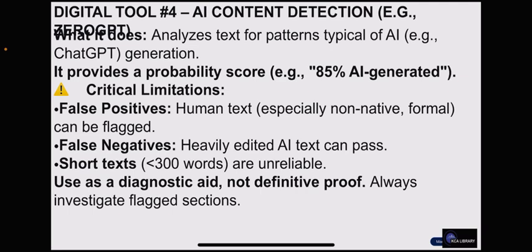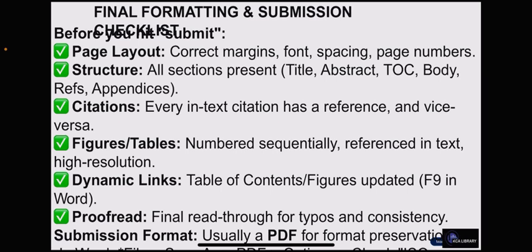The critical limitation is that it gives false positives and false negatives, especially on short text. Use it as a diagnostic aid, not definitive proof. Always investigate flagged sections, so make sure you always do that. Now, the final formatting and submission checklist.